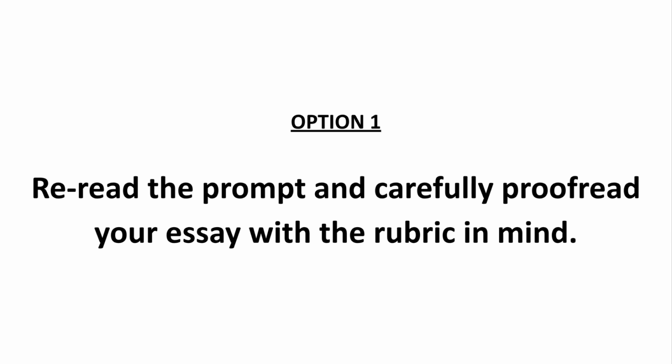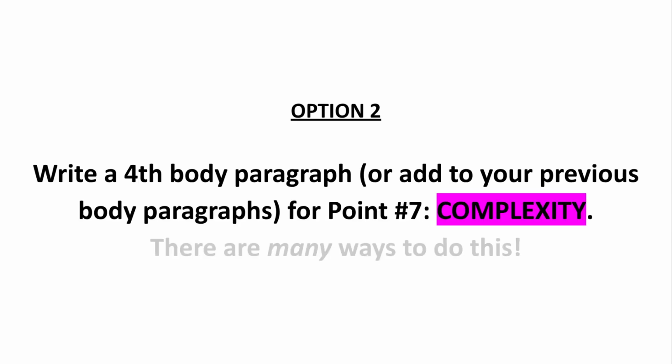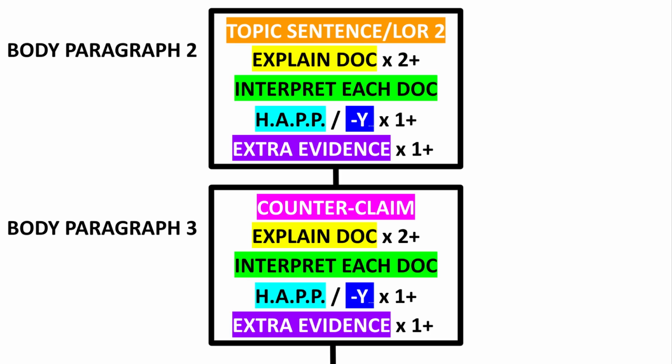However, here's what we can do. Option one, especially if we don't have much time or if we're not super confident about our previous work, is to reread the prompt and carefully proofread our essay with the rubric in mind. So, making sure that we didn't drift off topic, making sure we respond to the whole prompt, nothing but the prompt. That's a good idea. Option number two is that we could write some more body paragraphs, especially if we haven't used all the documents. This would be our attempt to earn our complexity point. There are many, many ways to earn this point, and I don't want to burden you with a whole bunch of alternatives. So I'm going to give you 2 or 3 that I consider good paths.